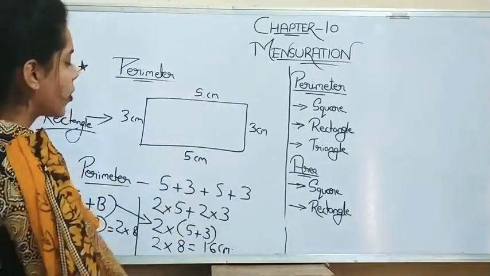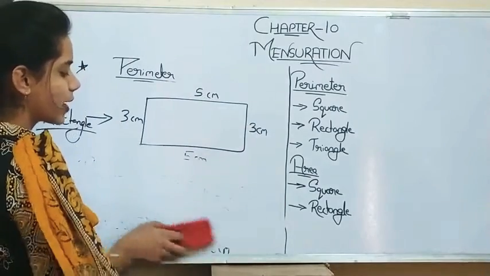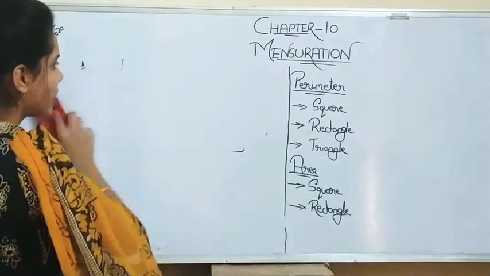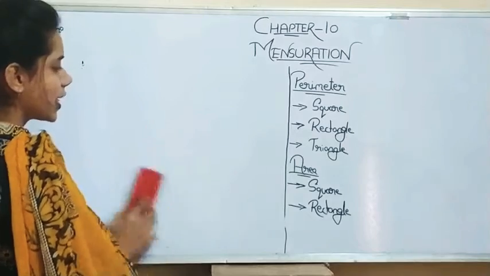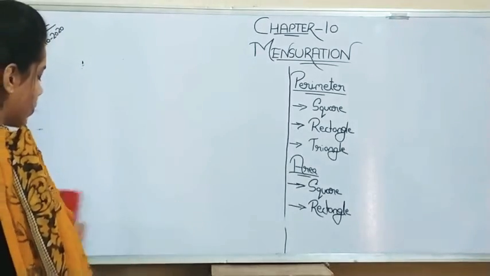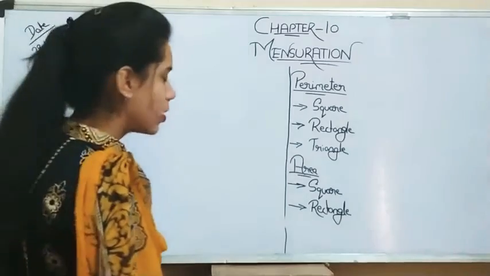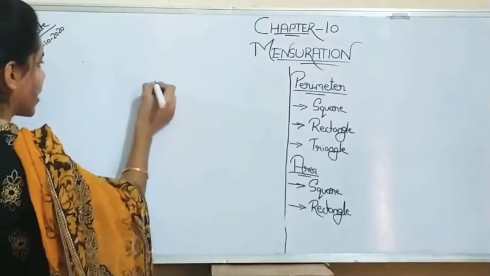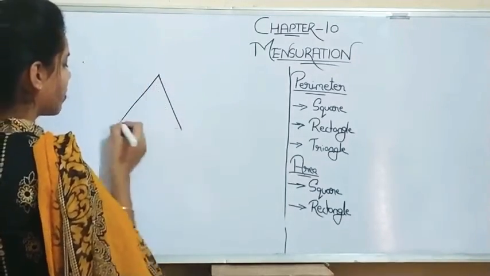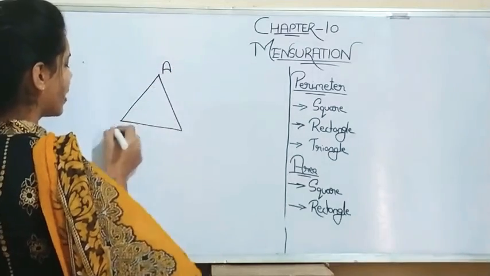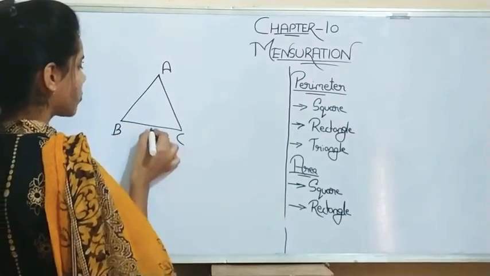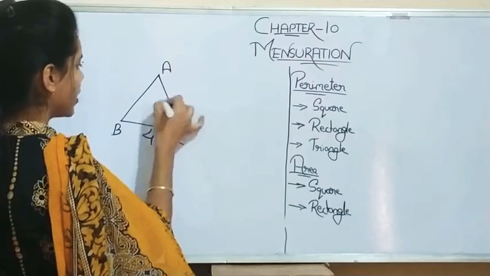Now see what will be the perimeter of a triangle. What is a triangle? It is a three-sided polygon. Okay, a three-sided polygon is known as a triangle. So the triangle will be like this, A, B, C. Suppose this is triangle ABC. This is 4 centimeter, this is 3, this is 3.